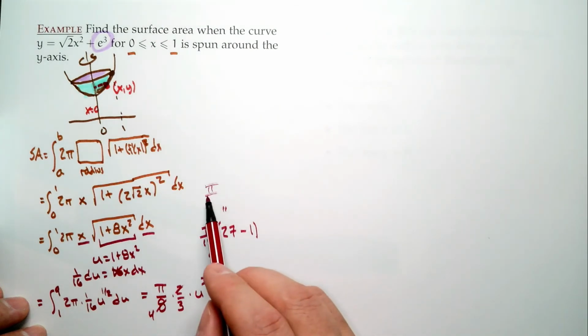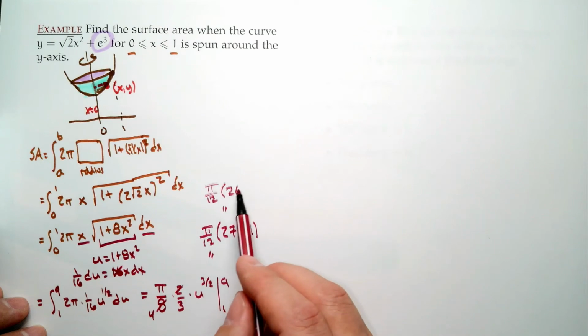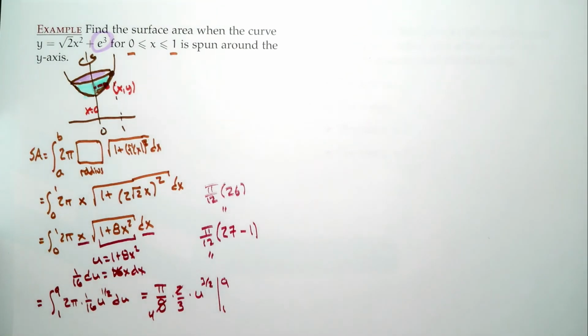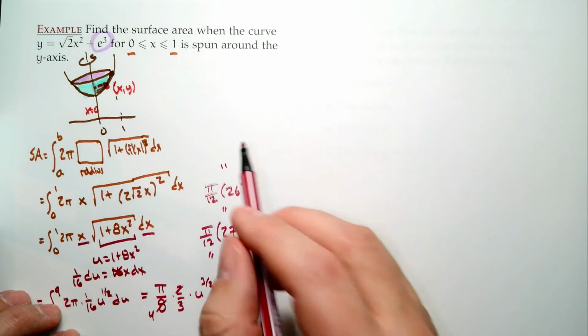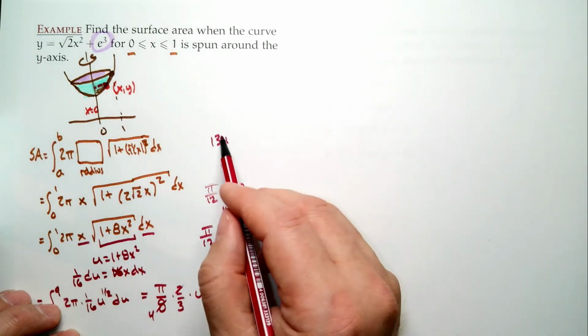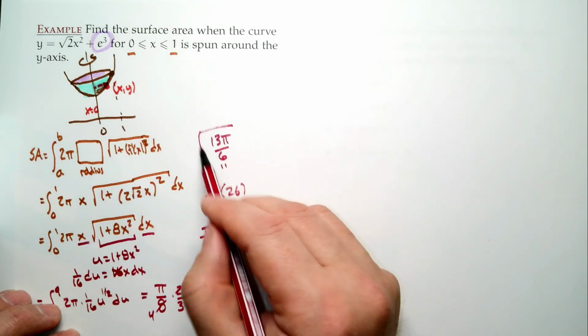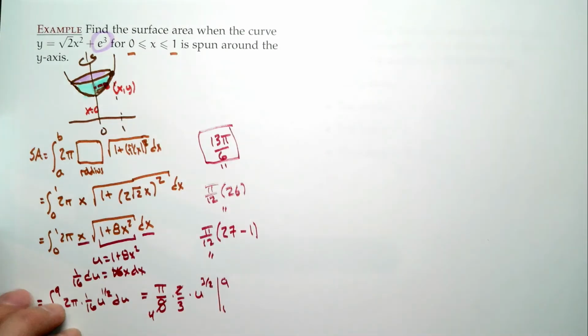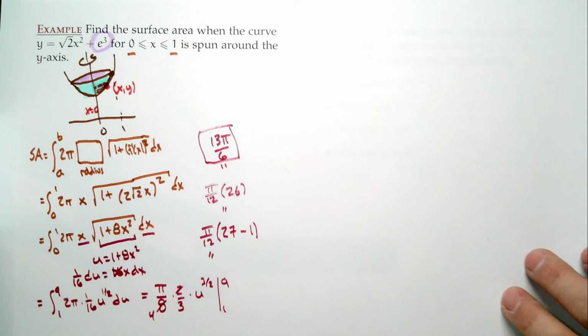27 minus 1 is also known as 26. And now there's one last thing we can do. 12 and 26 are both even, so divide that, and we'll end up with 13 pi over 6. And that's our answer.